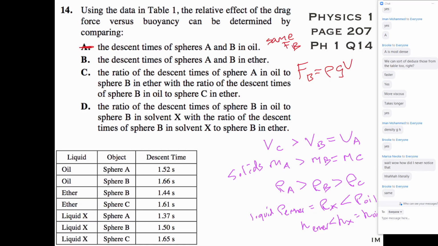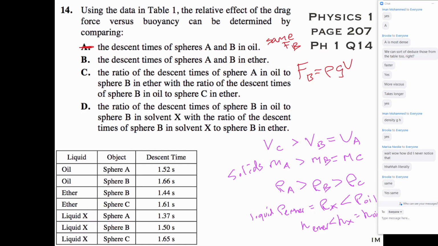Okay, what about in ether? Looking at A and B in ether, is that the same story? A and B in ether, is that, again, same buoyant force? So that one's also out for the same reason. Okay, so C and D are at least looking better because I'm thinking about more stuff. So the ratio of the descent times of sphere A in oil to B in ether with the ratio of the descent times of B in oil and C in ether. Oh, that's tough. I'm going to lose track of things there.